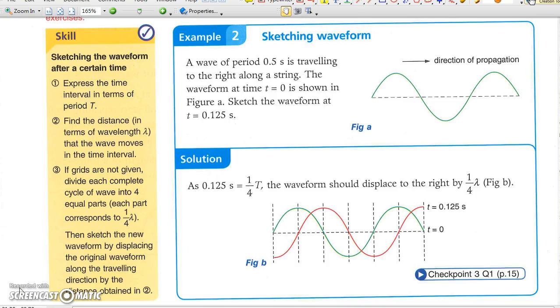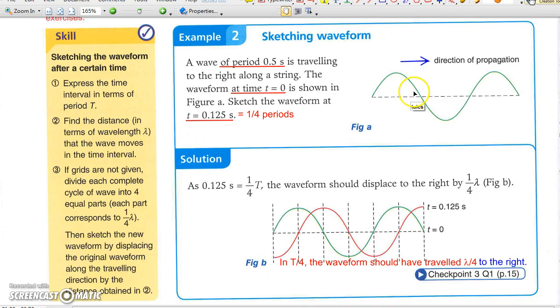Example 2. Sketching waveform. You are given the waveform at t equals 0, and you are asked to draw the waveform sometime later, which is actually a quarter of a period. So the waveform should have traveled a quarter of a wavelength to the right. So you should draw a sketch to the right, moving a quarter of a wavelength like this.